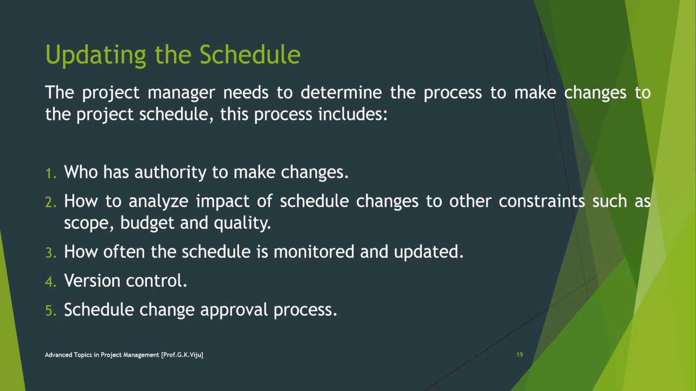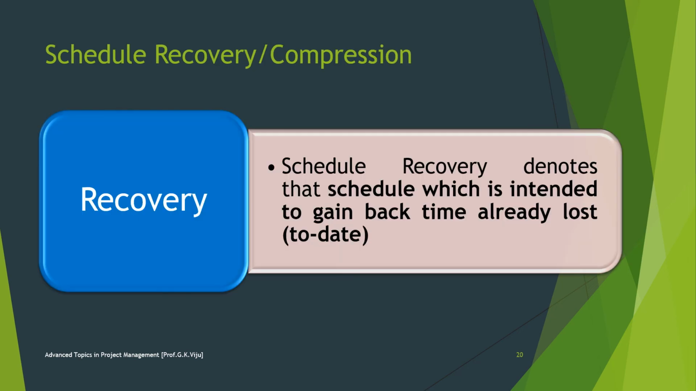Then comes updating the schedule. The project manager needs to determine the process to make changes to the project schedule. For example, who has the authority to make changes, how to analyze the impact of schedule changes, how often the schedule is monitored, version control, and how schedule changes are approved.